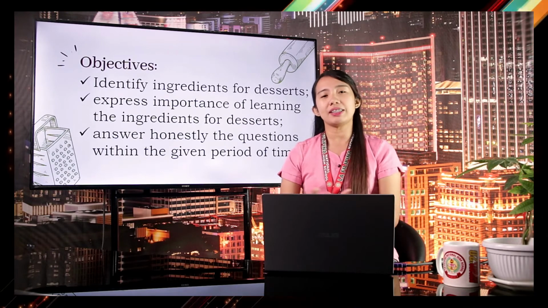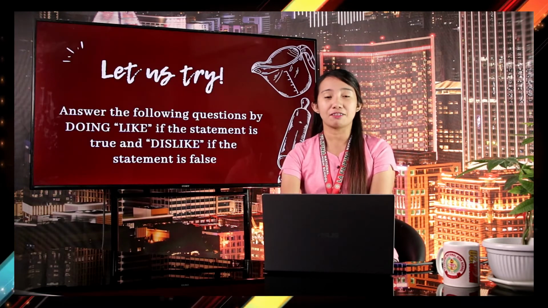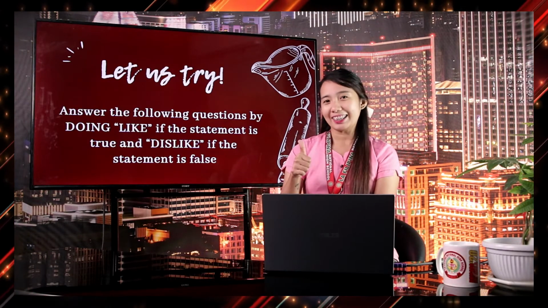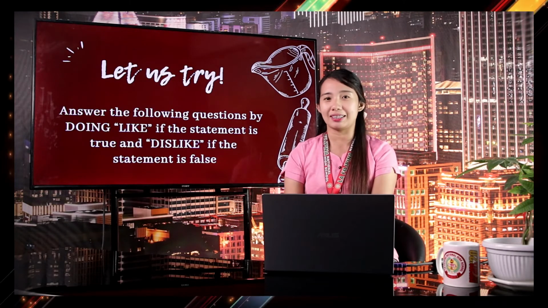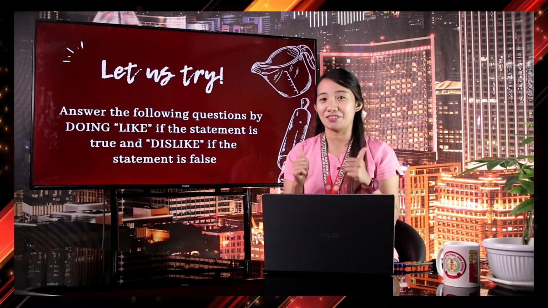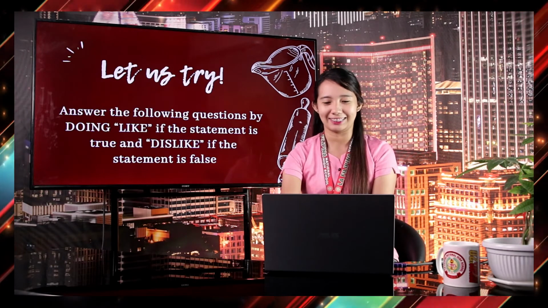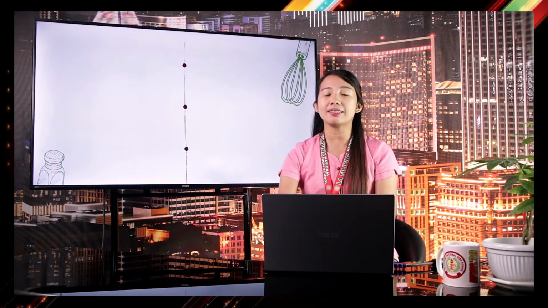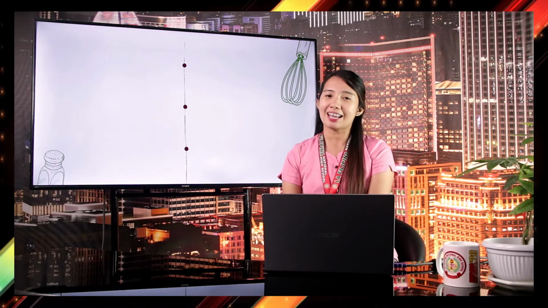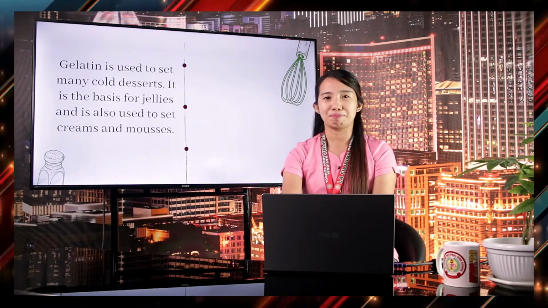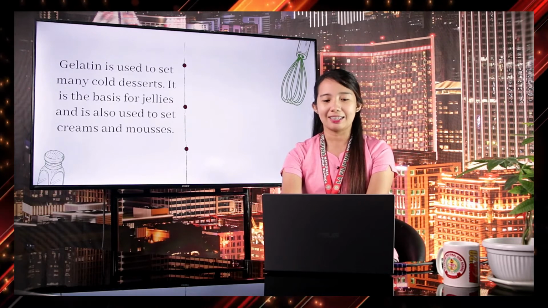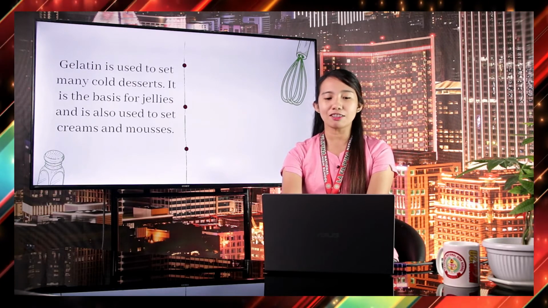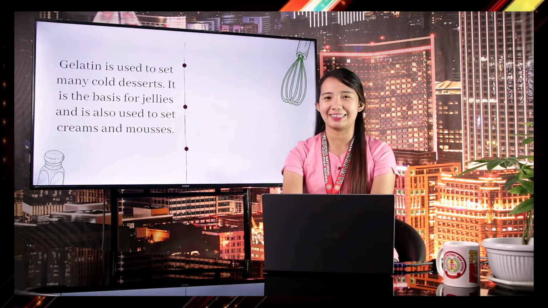So before we start with our discussion, let us try to answer the following questions by doing like if the statement is true and dislike if you think the statement is false. Are you ready? Let's begin. For this part, you are given 3 seconds to answer each question. For our first item, gelatin is used to set many cold desserts. It is the basis for jellies and is also used to set creams and mousses.